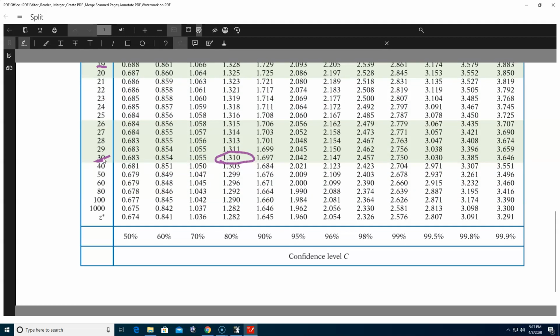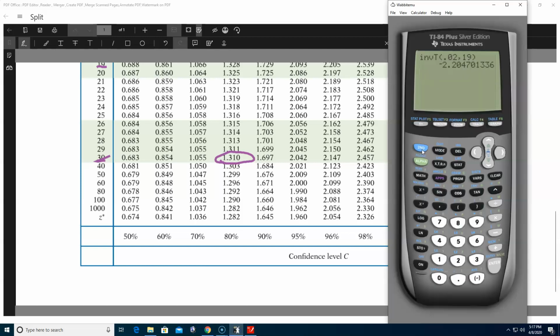1.310. Now this chart doesn't give you every single thing, so this chart isn't as clear, and I might have to find a better one. Go to the calculator, same exact idea. Second vars, inverse t, 0.1, and 32 degrees of freedom. There's our answer, 1.301. So not far off from this value here.